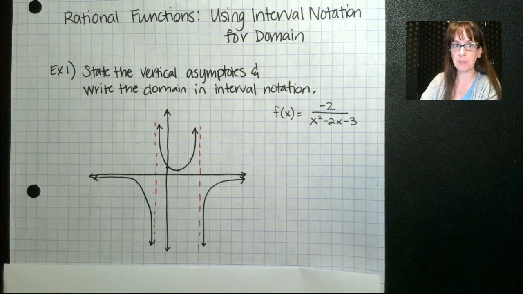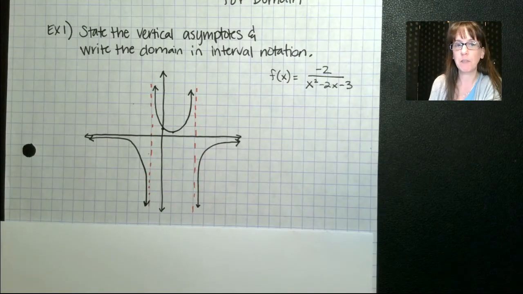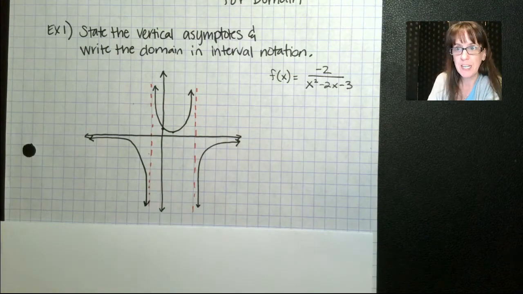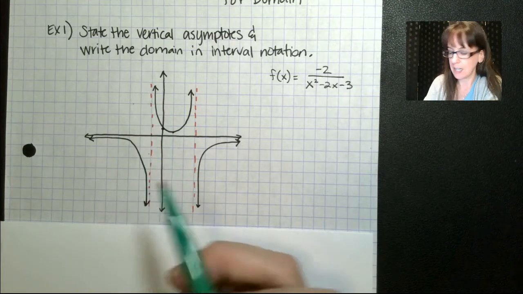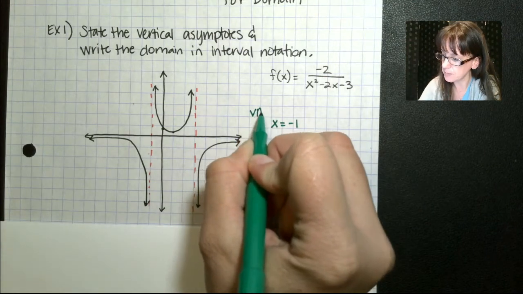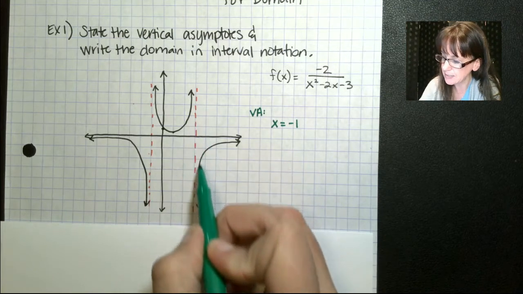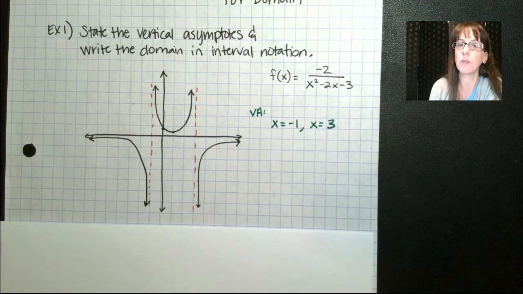For our first example, it says state the vertical asymptotes and write the domain in interval notation. So our vertical asymptotes are right here. That's where that graph does not cross, right? So when we look at that, we have right here, that's going to be -1. So x equals -1. This is for our vertical asymptotes. x equals -1. And then 1, 2, 3, x equals 3.